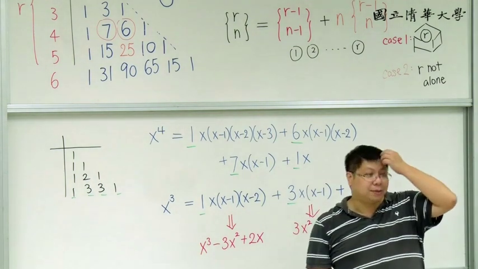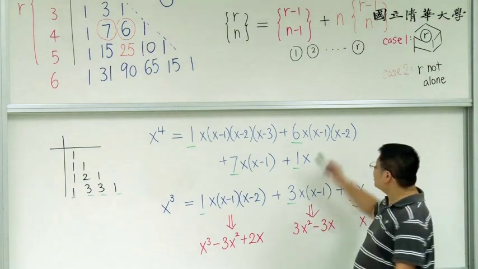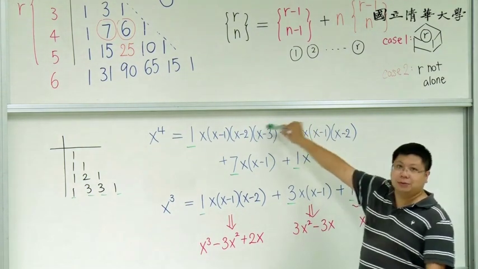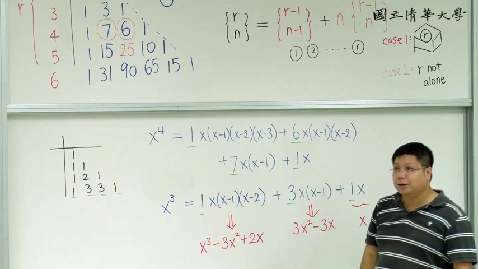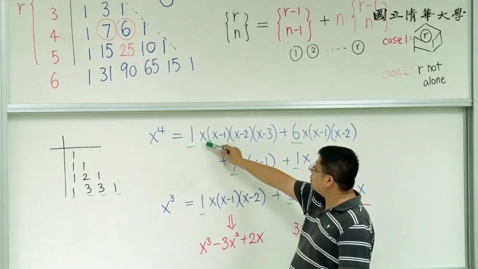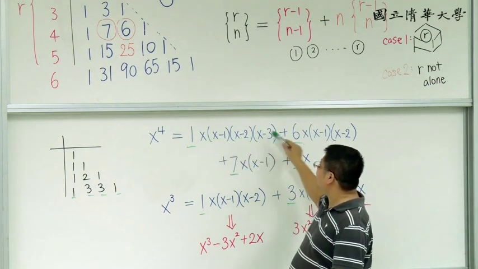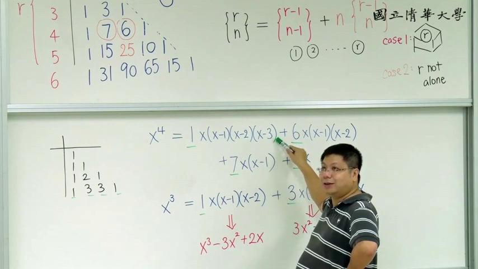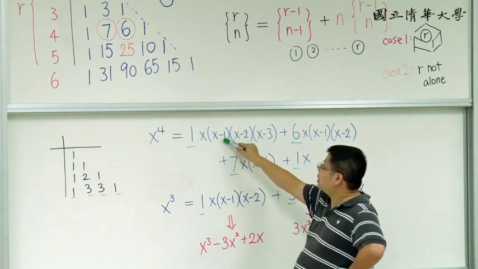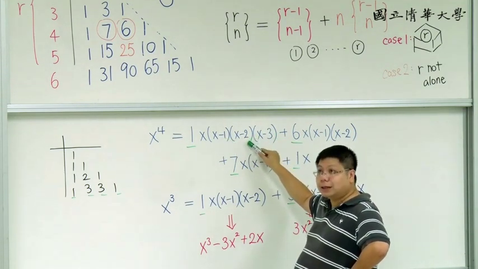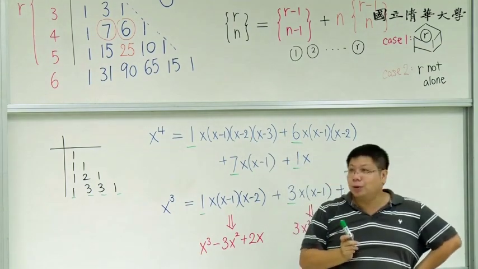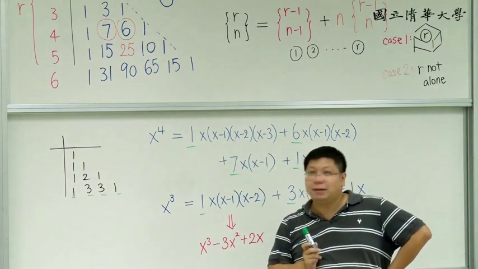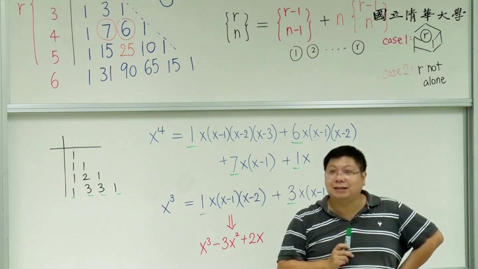How many x cubed terms are there? These two things will give us x cubed terms. To get x cubed, we must choose 3x here and a constant here. Is that okay? So we have minus 1x cubed, and then minus 2x cubed, and then minus 3x cubed. So altogether, there are minus 6x cubed. Does that make sense?